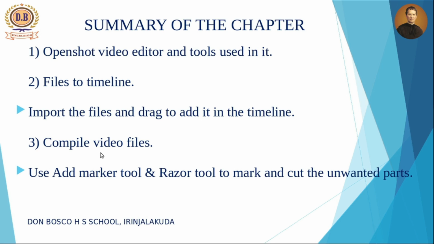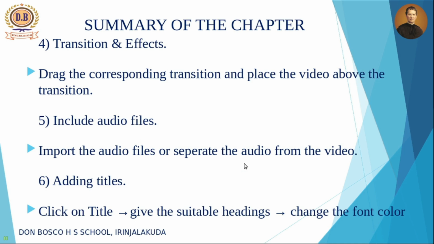The next activity was compiling the video files. For that we can use 3 main options. One is the playback head option in order to identify the part, and the marker tool to mark the part to be removed. After marking the parts, click on the eraser tool in order to cut the unwanted part. The next activity was transition and effects. Here drag the corresponding transition and always place the video file above the transition. Then only this transition will work.